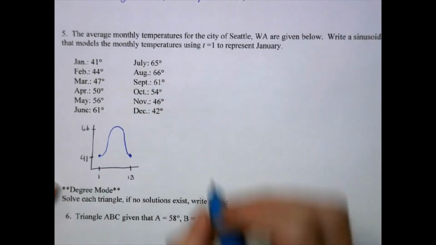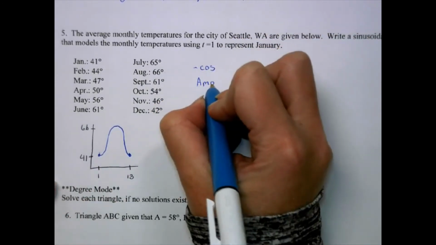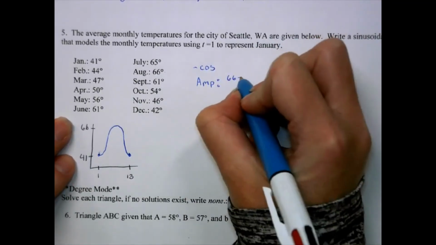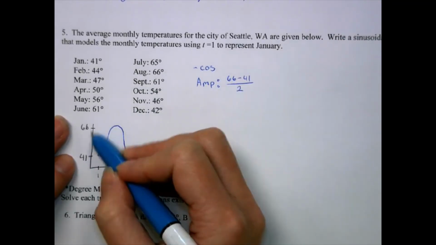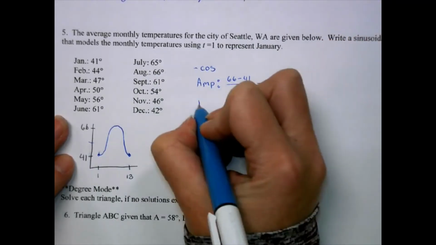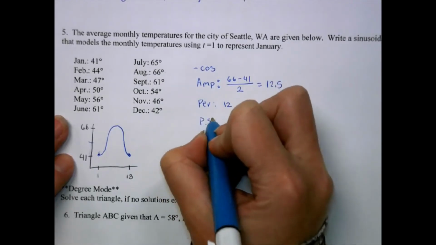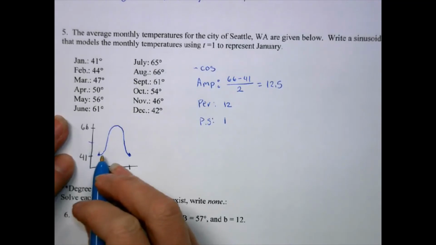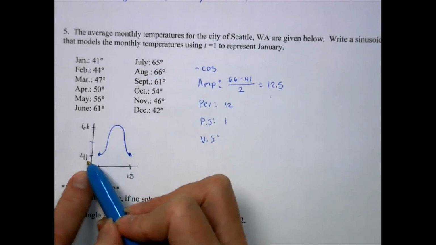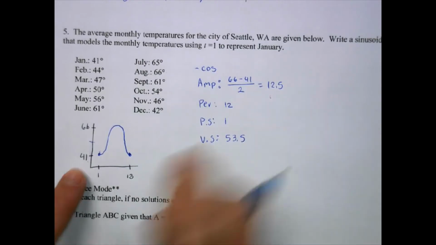So we're going to have a negative cosine again. My amplitude, okay, I'm going to take 66 minus 41 and divide that by 2 to get that distance. That gives me 12.5. The period is going to be 12. My phase shift is going to be 1, because we're shifting this to the right one. And my vertical shift, if I take 12.5 and add it to 41, we get 53.5. Or you can do the average of these two, add them up and divide by 2.